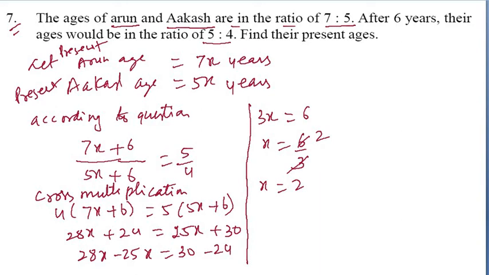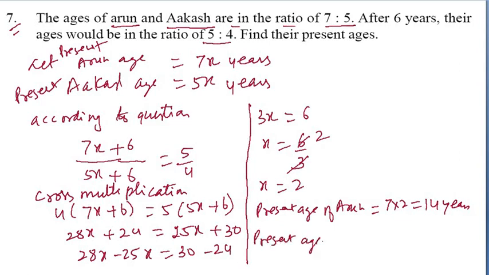Now you can write the present age of Arun. So the present age of Arun will be 7 into 2, that is 14 years. And the present age of Akash is 5 into 2, that is 10 years. So that will be your answer. And now you can do the verification also.